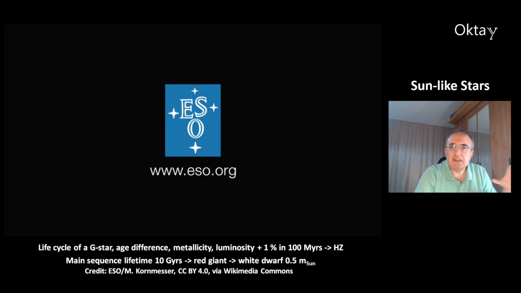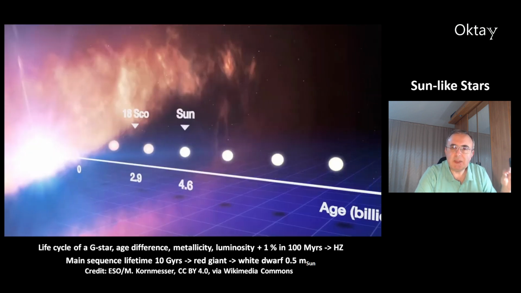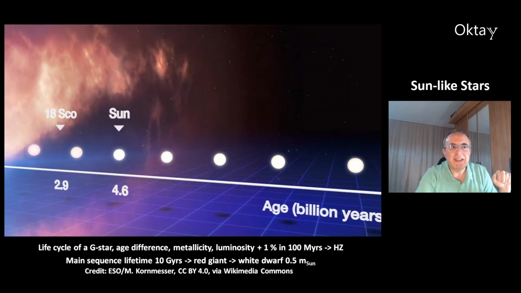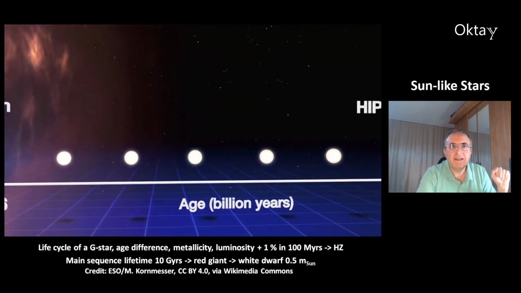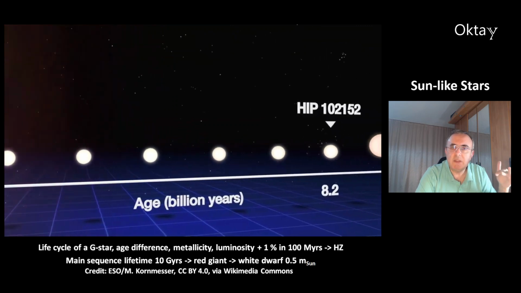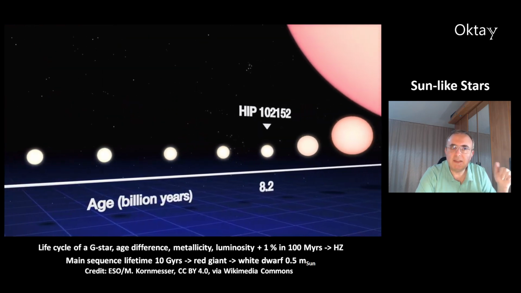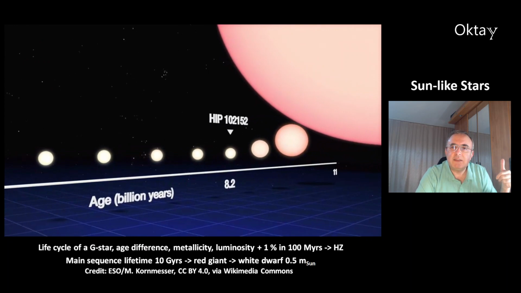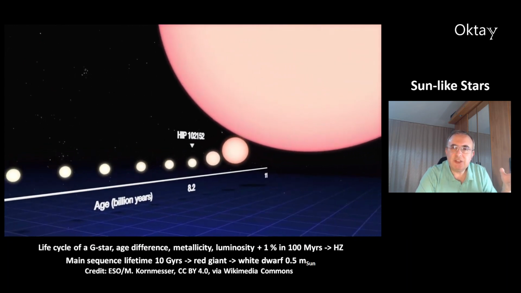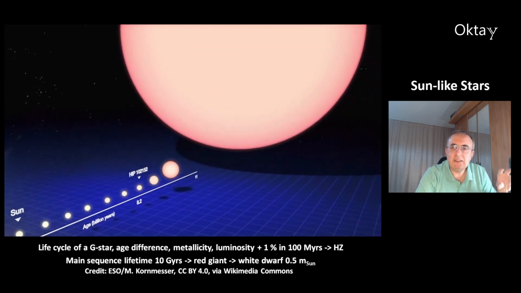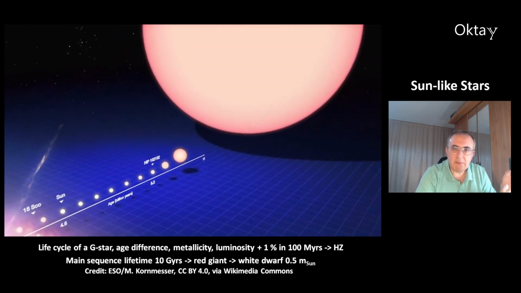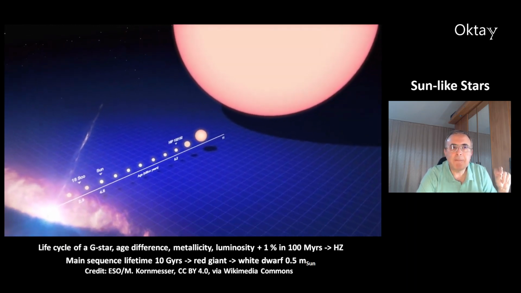This is a nice animation of the life cycle of a G-type star like the Sun. You can see the G-type stars have differences in age. Some are much younger than the Sun. Some have an age more than double the Sun. And age is related to metallicity. The older stars have a lower metallicity. Metallicity is the percentage of elements other than hydrogen and helium.